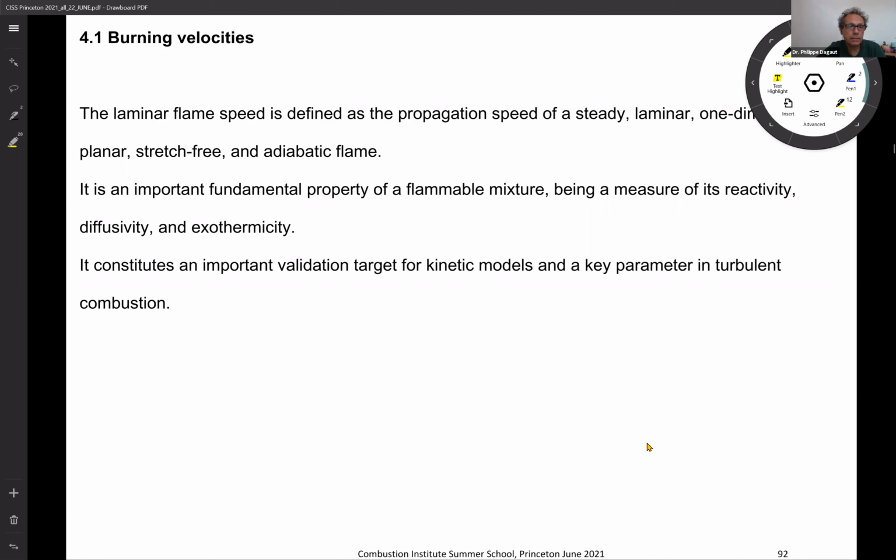Laminar burning velocity. The laminar flame speed is defined as the propagation speed of a steady, laminar, one-dimensional, planar, stretch-free, and adiabatic flame. It is an important fundamental property of a flammable mixture, being a measure of its reactivity, diffusivity, and exothermicity. It constitutes an important validation target for chemical kinetic models and a key parameter in turbulent combustion.